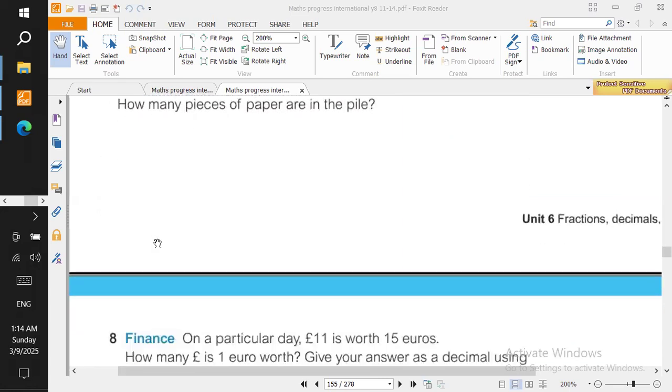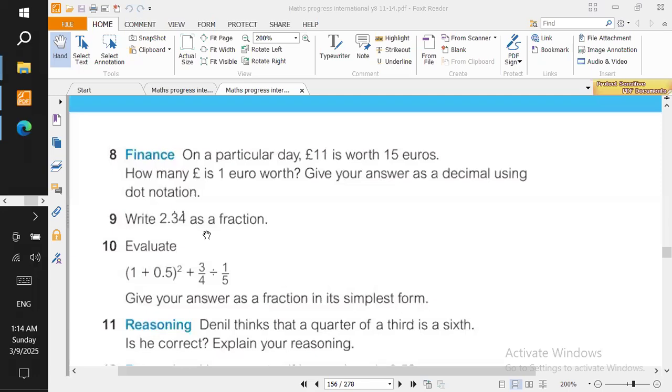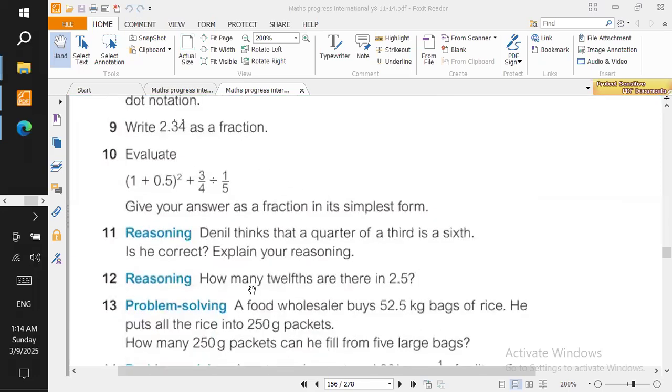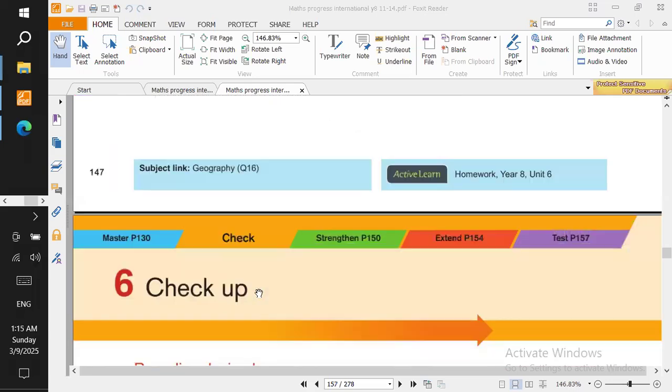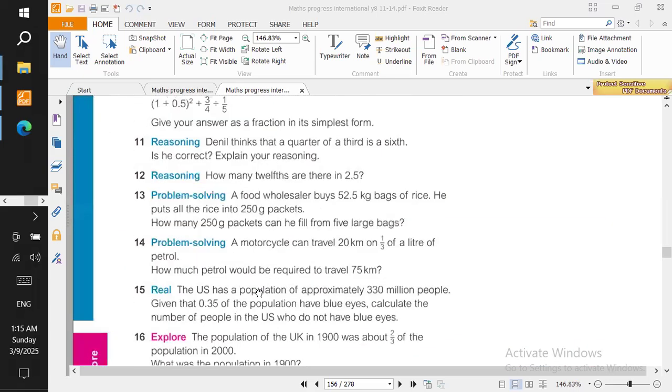Now let's move on. Same idea, all questions are like that. I write this as a fraction value. It's like a revision for the ones that we took before. And that's it for 6.8 and unit 6, the total unit.